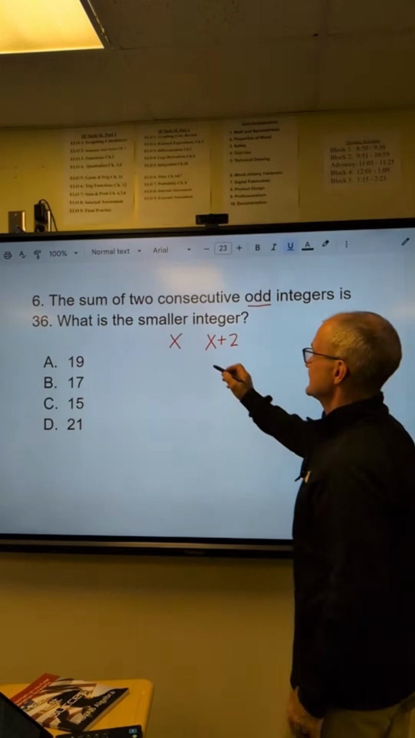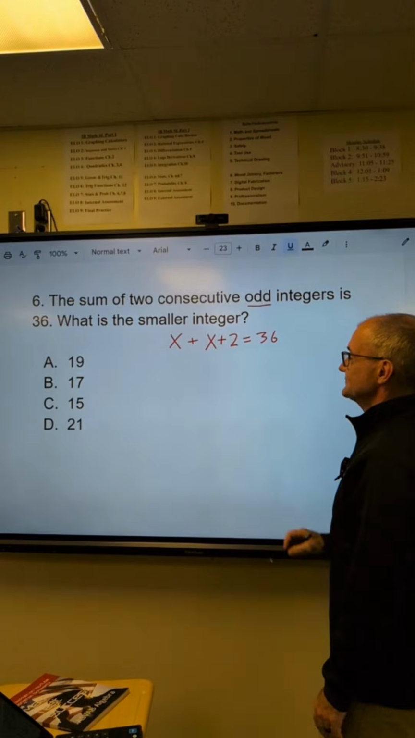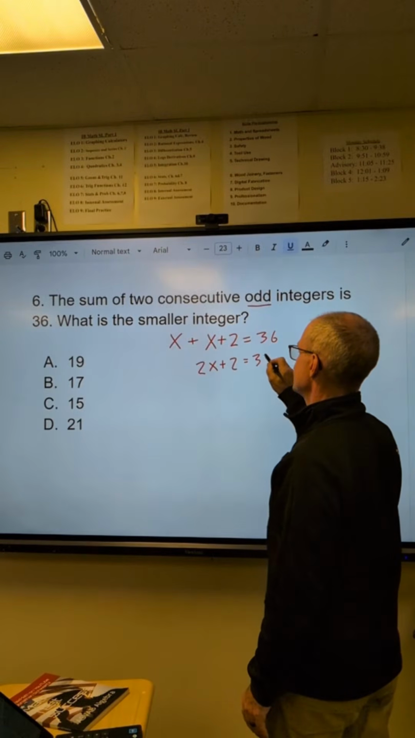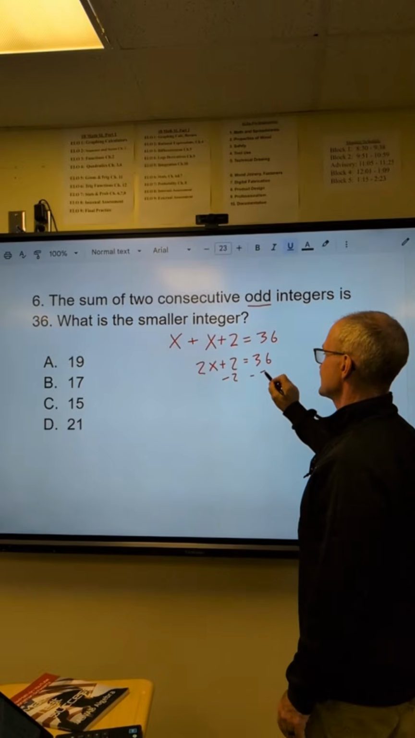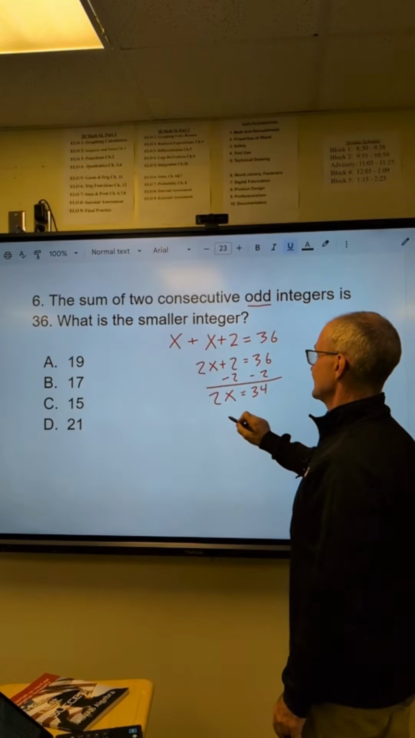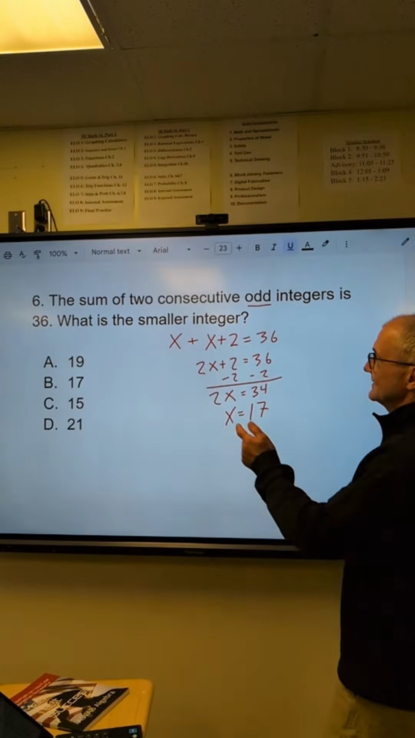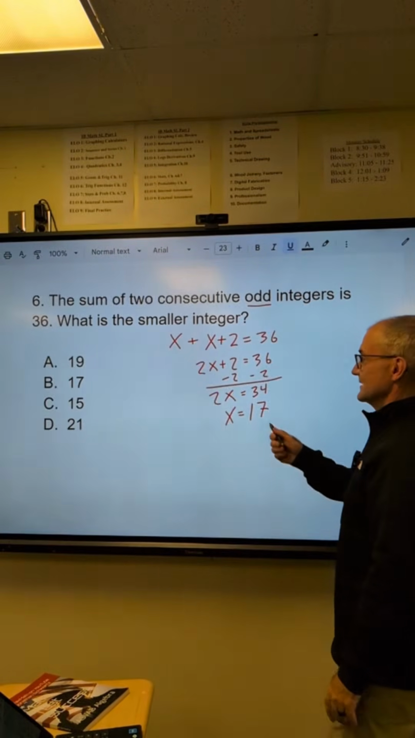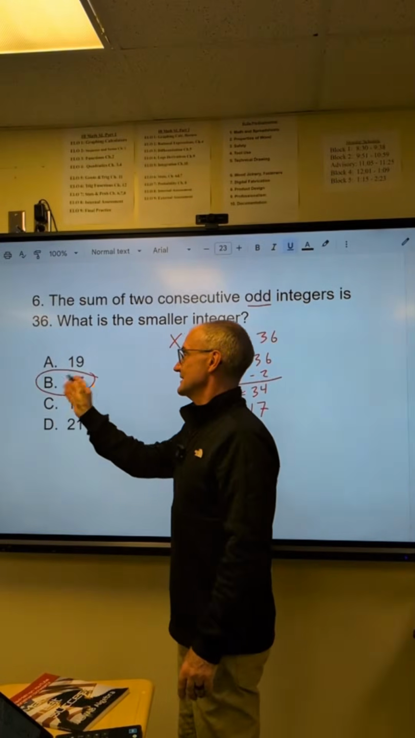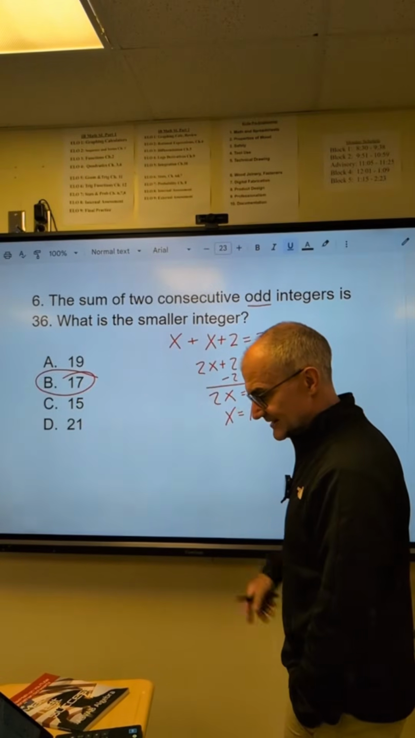The sum of these together is equal to 36. x plus x plus 2 is 2x plus 2 equals 36. Subtract 2 from both sides. 2x is equal to 34. Divide both sides by 2 to get 17. Then here's the key: what is the smaller integer? My smaller one will be x, which is 17. Correct answer, answer B right there. I saw a lot of that in the chat. Great job on that one. I won't talk that one through anymore.